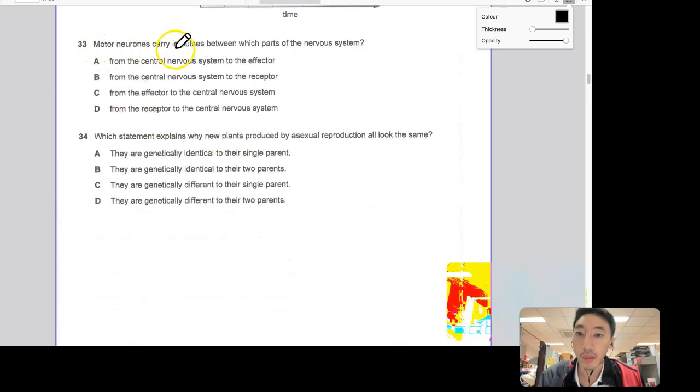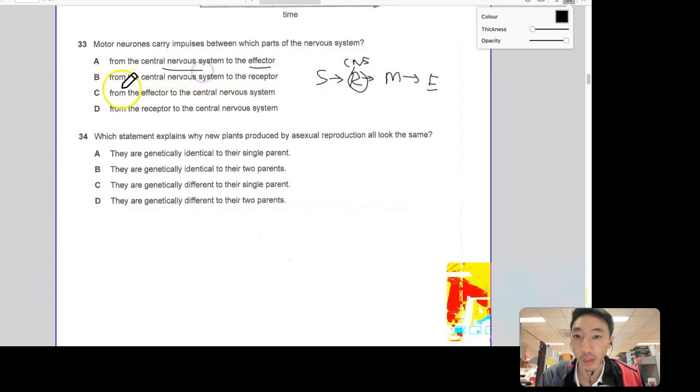Question 33. Motor neurons carry impulses between which parts of the nervous system? Remember the 3 neurons, right? We have your sensory neuron, that goes to your relay, goes to your motor, and then from the motor, it goes to the effector muscles. Your relay is in your CNS, your spine and your brain. That's your central nervous system. So the motor neurons carry impulses from the central nervous system, which is here in the relay, to the effector.